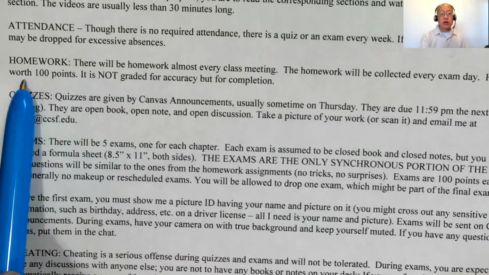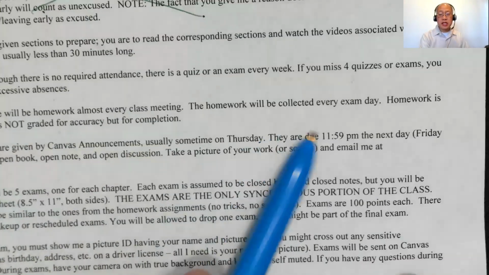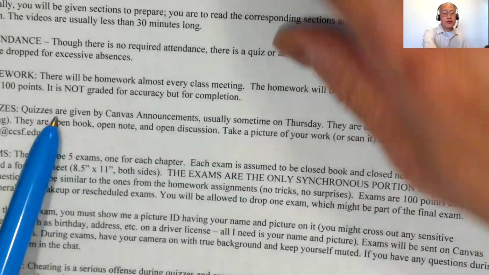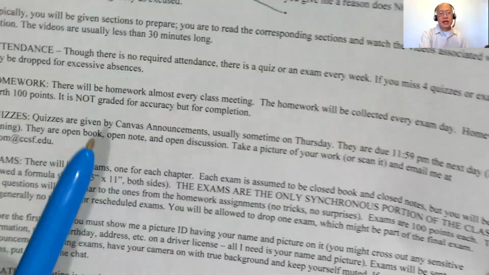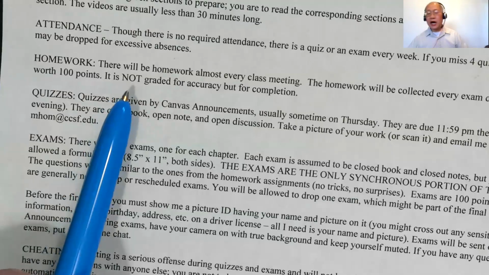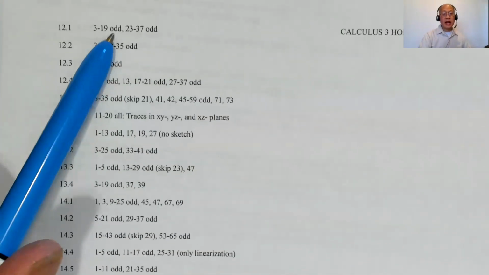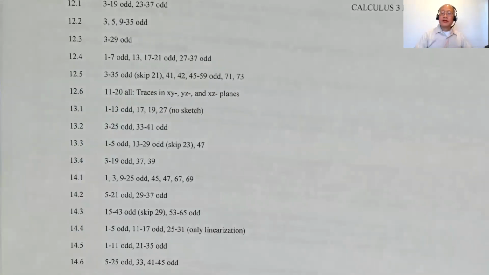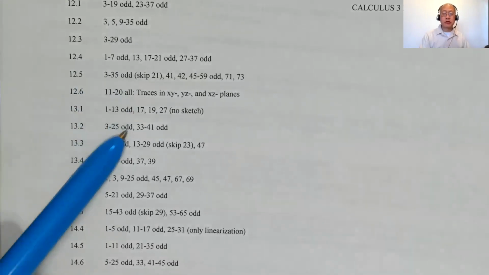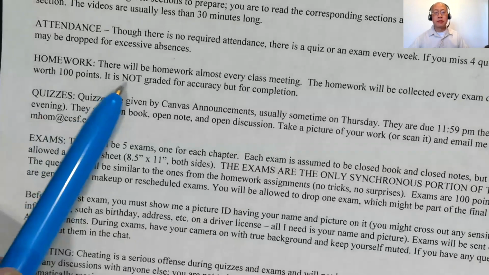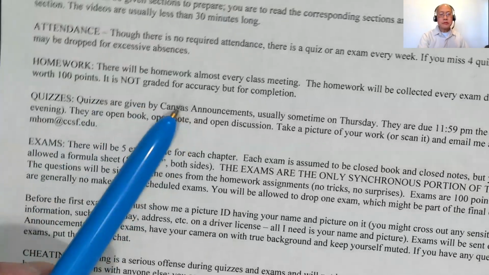All right, so homework is collected every exam day. Homework is not graded for accuracy, just for completion. I don't have time or energy to look at every single problem. And besides, in general, most of the homework problems tend to be odds, which means you've got answers in the back of the book. So if it's graded on accuracy, well, you've got the answers in the back of the book for most of the problems. So I'm just looking for completion for the most part.